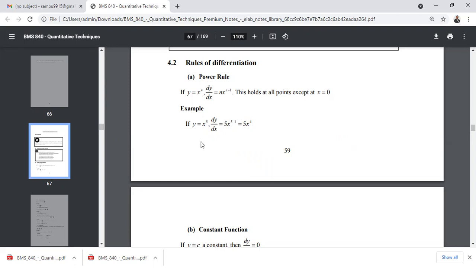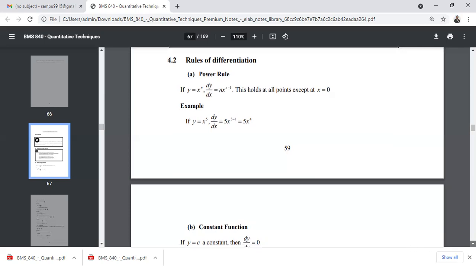A good example is this function: y is equal to x raised to the power 5. We are going to drop the 5 and then subtract 1 from the power. We get 5 multiplied by x raised to 5 minus 1, which is 5x raised to 4. That is the first rule.